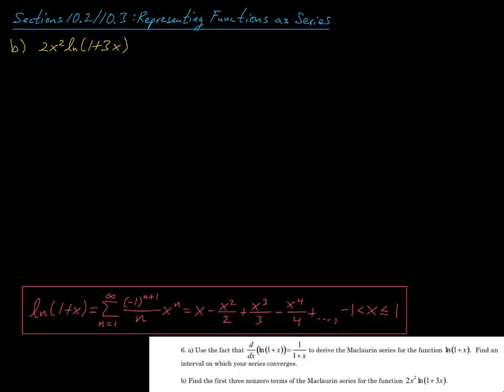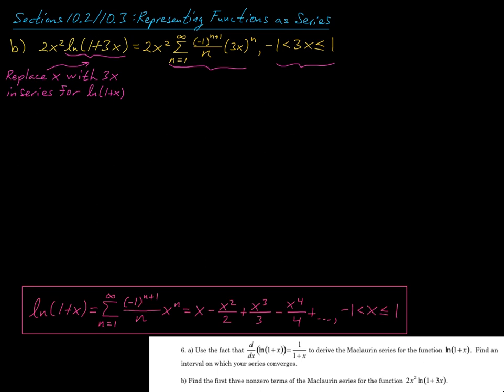So part B is having us do what? Well, it's having us find the first three non-zero terms in the Maclaurin series for the function 2x squared times the natural log of 1 plus 3x. All right, so now we can use this result that we just derived for the natural log of 1 plus x to help us out. The idea here is to replace x with 3x in this series representation for the natural log of 1 plus x. So we'll go ahead and do that here.